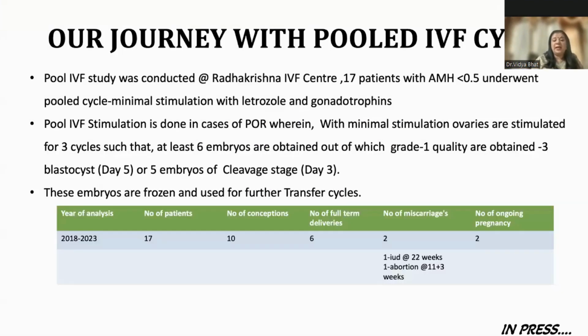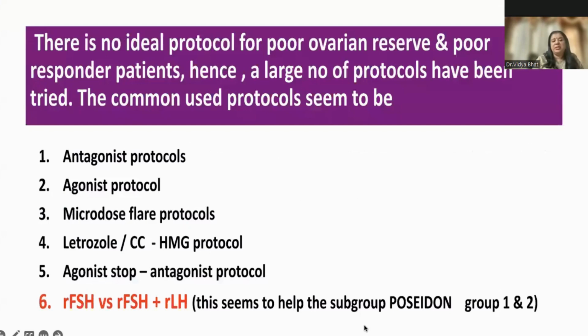This is our journey in pooled IVF cycle, that we have had 17 patients with AMH less than 0.5 and underwent pooled IVF. And pooled IVF is done in poor ovarian reserve with minimal stimulation, that is letrozole, for 3 cycles. And we've got about minimum 6 embryos, 6 to 8 embryos, with all grade 1 embryos we have got. And then we have transferred, and this is our pregnancy rate. So it is still in press. We will publish it soon.